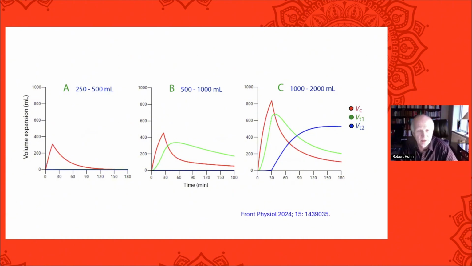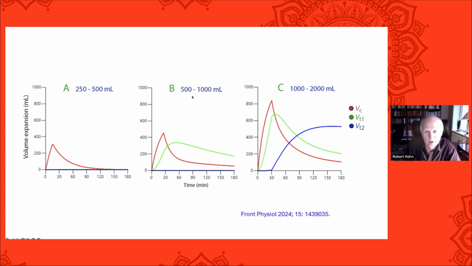Now these spaces are filled up in sequence. If we give a small amount of fluid, like you see to the left here, we infuse about 250 to 500 milliliters over 15 to 30 minutes. Then the fluid will distribute only in the central space. We have no evidence that even if it's distributed to the peripheral space, it leaves there very, very fast. So it's not a long time there. You need to dilute the plasma and increase the intravascular fluid pressure somehow to get this distribution.